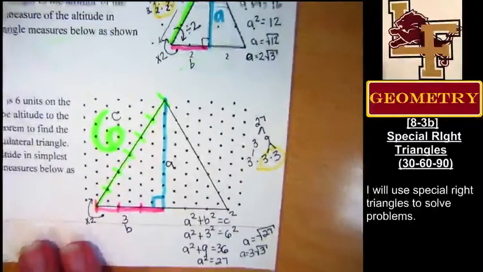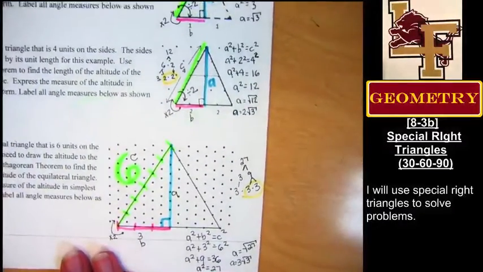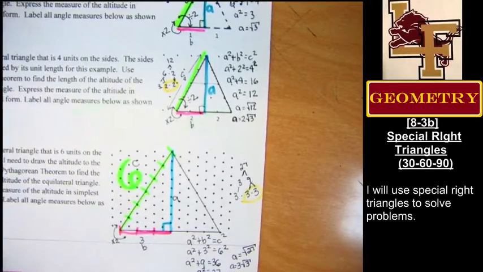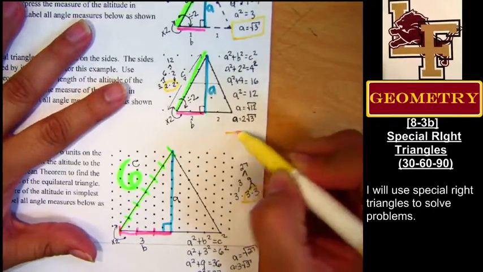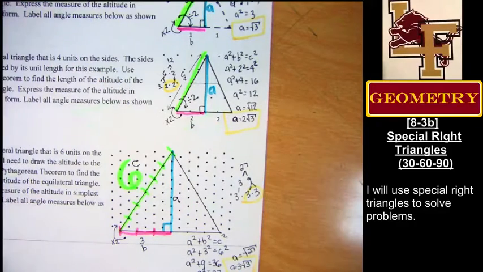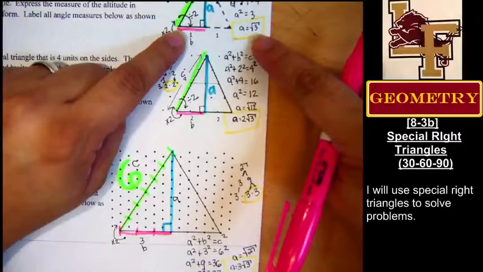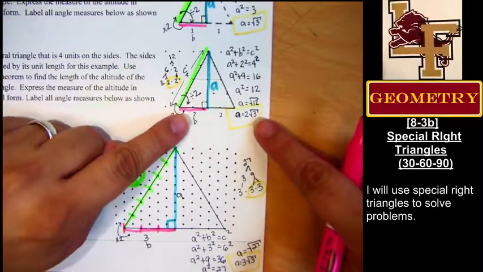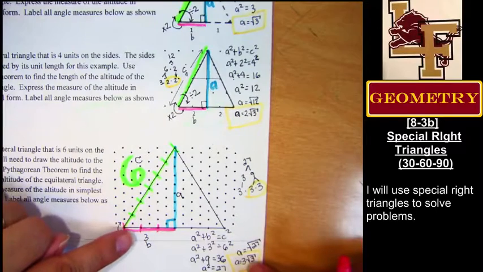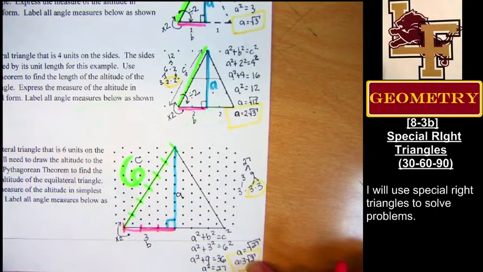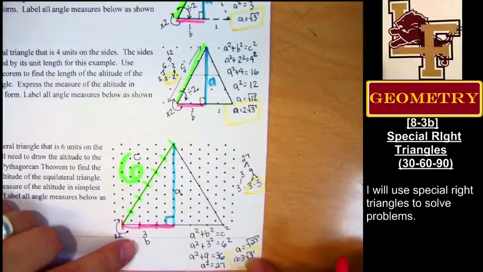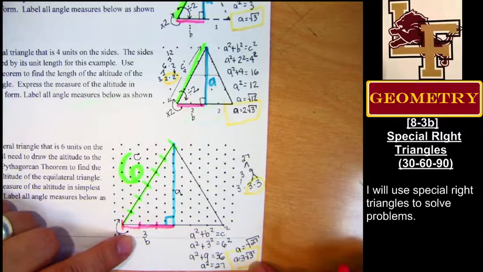Because if I zoom out, all of my answers contain a square root 3. Square root 3, square root 3, square root 3. Take a look at the triangles and at the results. What's the pattern? What's it look like happened?